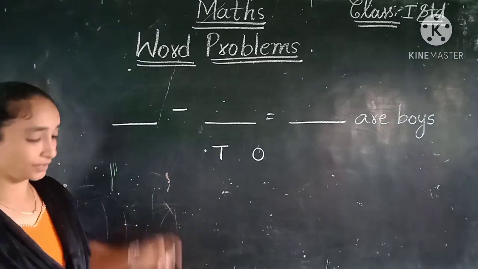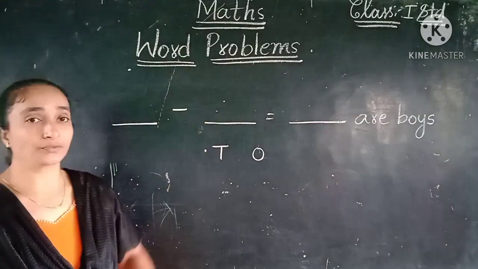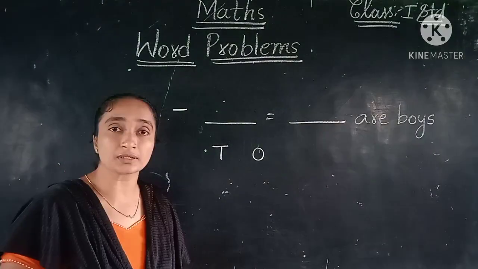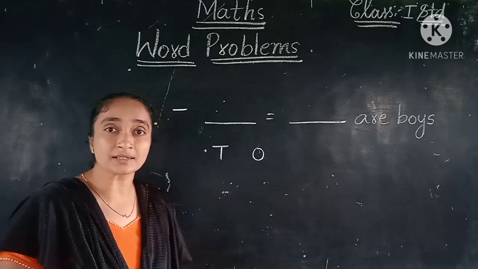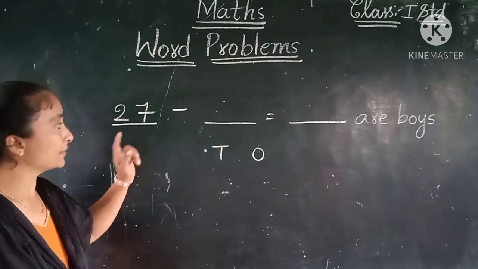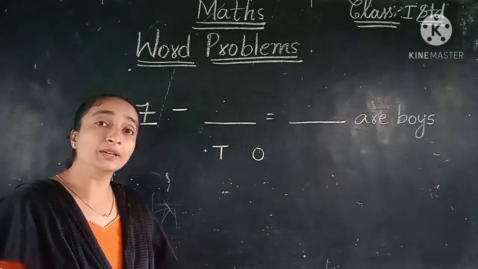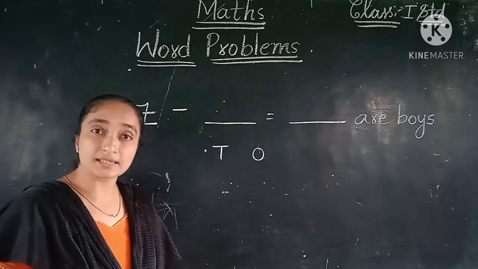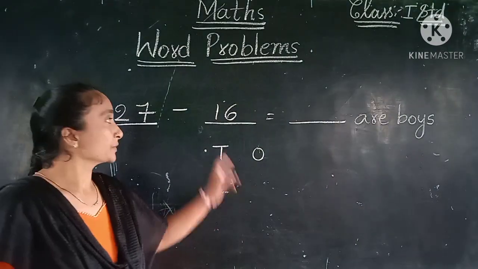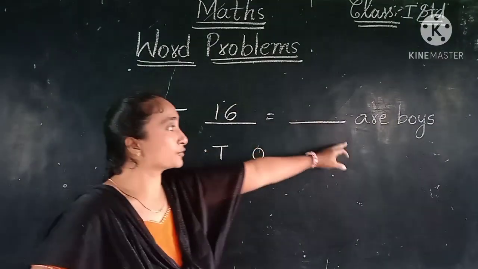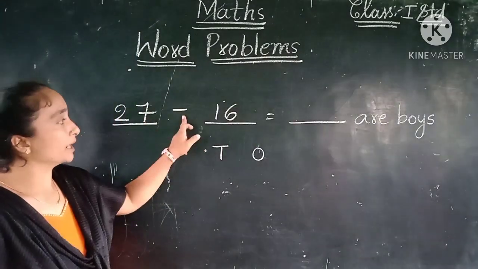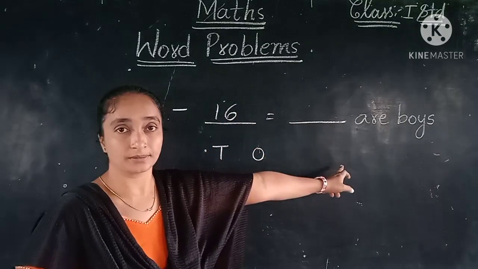So children, let us write here. Like this, they have given blanks for us. So what do we have to do? The first number we should write. How many children are there in a class? Yes, 27 children are there in a class. How many are girls? Yes, 16 are girls. So in the second blank we have to write the girls, 16. Now we have to write the answer, boys. If you do the subtraction, 27 minus 16, then we will get the boys.